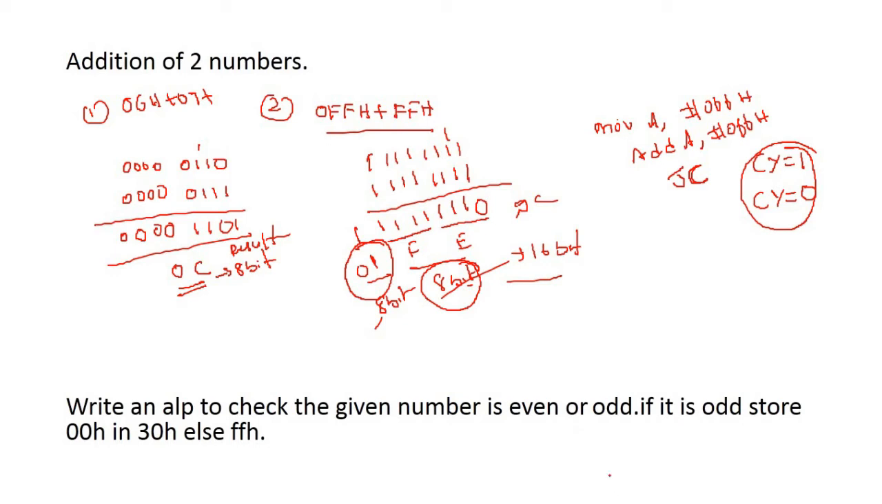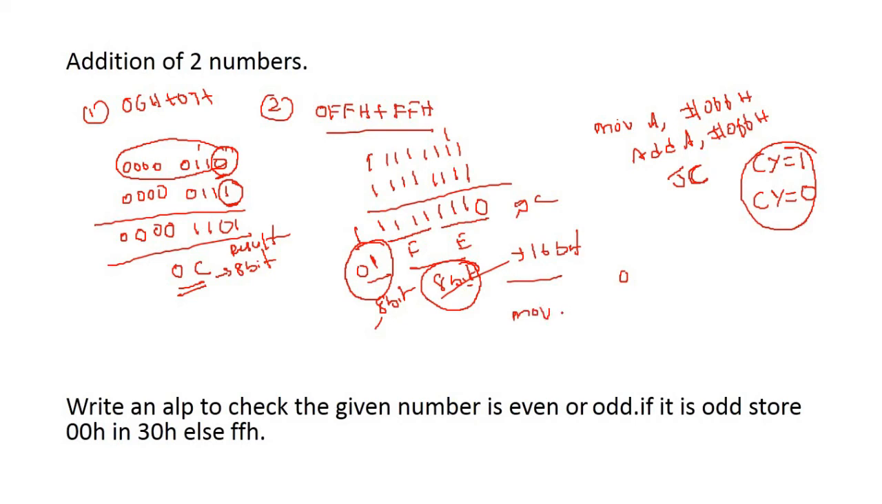Next, in the following example, write an ALP to check whether the given number is even or odd. If it is odd, store 00H in 30H, else FFH. For example, I will take 06 and 07 itself. In 06, the LSB bit is 0, and for 07H the LSB bit is 1, correct? So to identify whether the given number is even or odd, we need to check the LSB bit of the given number, whether it is 0 or 1. What we can do here is first store this number in the accumulator.